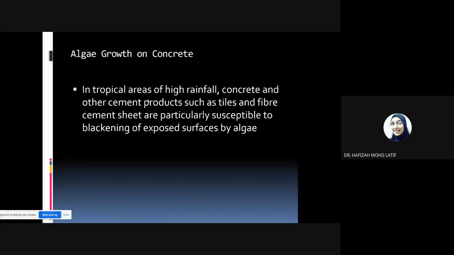Algae grows on concrete in tropical areas of high rainfall like Malaysia. Concrete and other cement products such as tiles and fiber cement sheets are particularly susceptible to blanketing of exposure surface by algae. In Malaysia, we have fungal attack. What we usually see is the green one, isn't it? On the external wall. Normally it's at the external wall because of the water. We rarely have the blackening of the exposed surface.